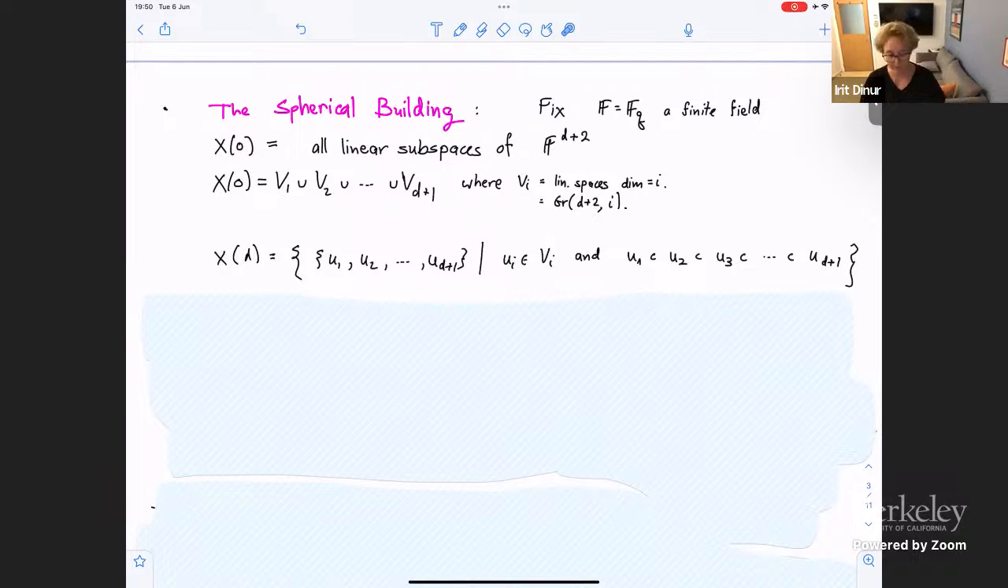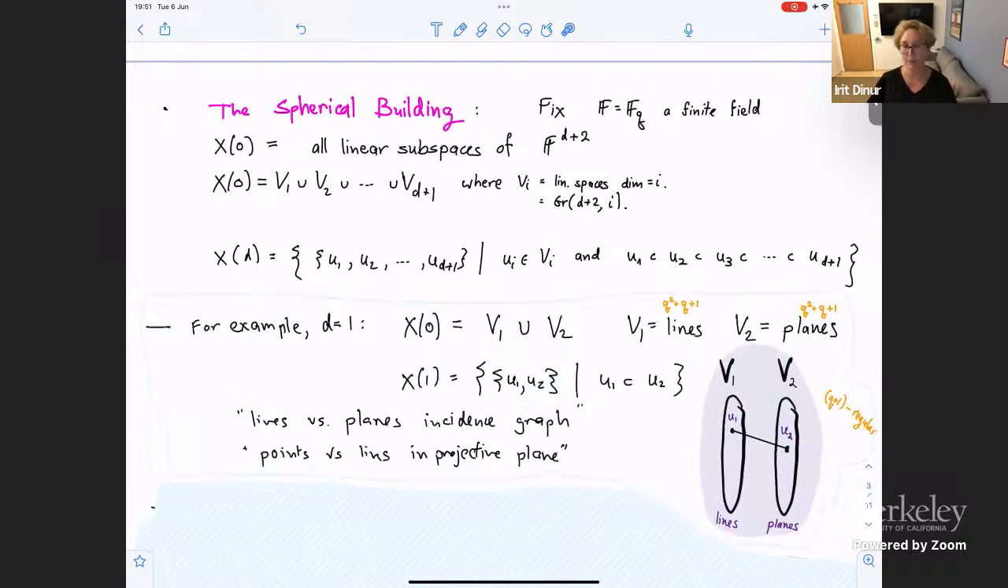And now what are the faces? The faces are chains of subspaces. Okay, flags sometimes we call them. The chains are all possible tuples U_1, U_2 up to U_(D+1), such that U_I is a linear space of dimension I, and U_1 is contained in U_2, is contained in U_3, and so forth. So it's a chain of subspaces. That's a D-face.